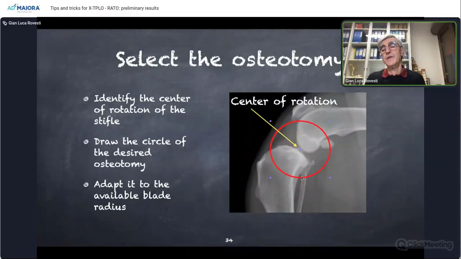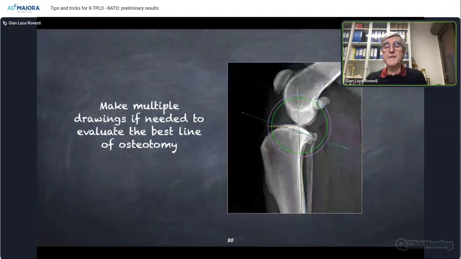Once I have this ideal, let's say, osteotomy line that is drawn, I will adapt it to the available size of the blades. Meaning, if it's 22, of course, I don't have a 22 blade, I will use a 21 or 24 potentially. And if I have some doubt, of course, I will draw different circles in order to have different options to evaluate.